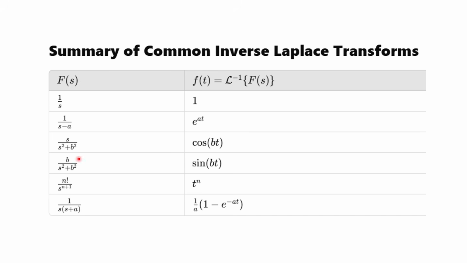Similarly, these are the common pairs here. These are in the s domain, and these are in the time domain, right? So both are inverses of each other, vice versa. It means if you take the inverse transform of 1 by s, it will be 1, and 1 by s minus a gives e to the power at. Similarly, the Laplace transform of the cos function is s divided by s square plus b square, and the inverse of this will be the cos function. So both are related to each other, right?